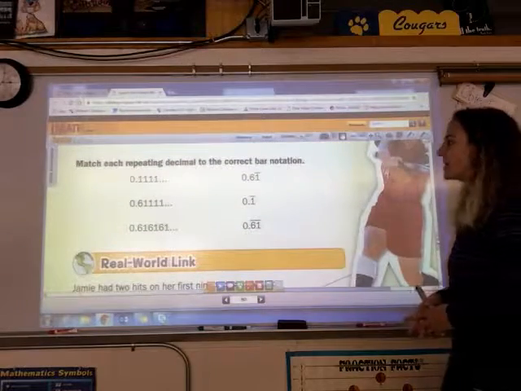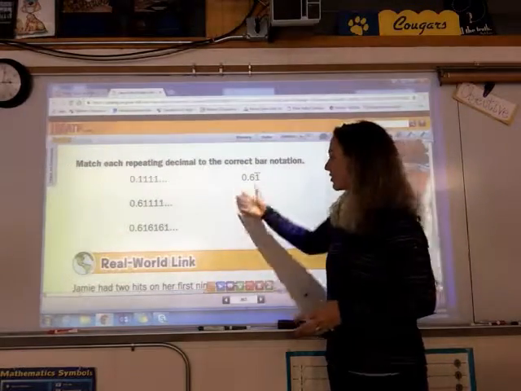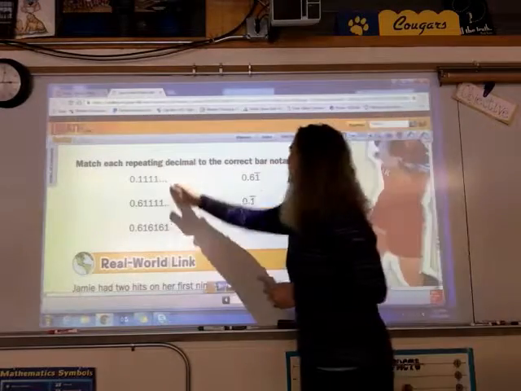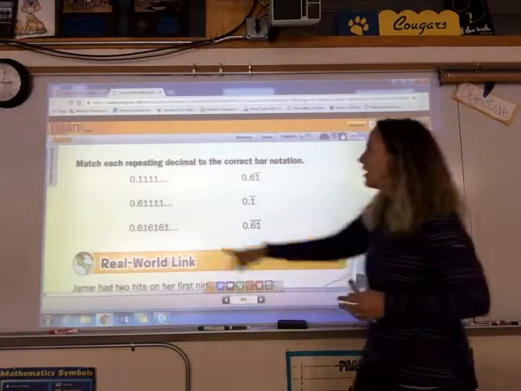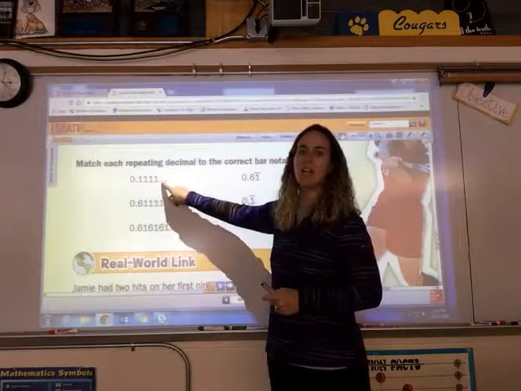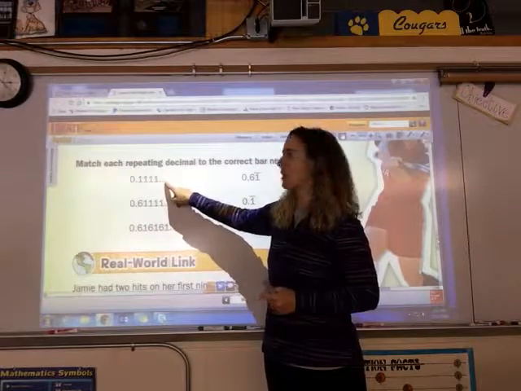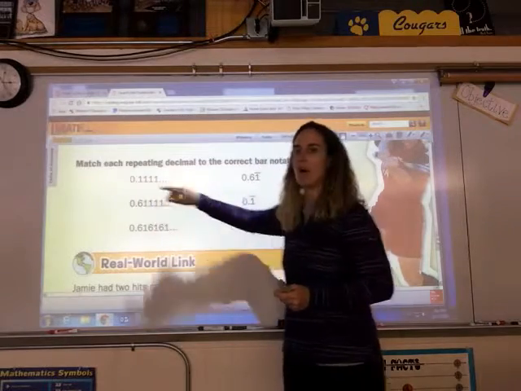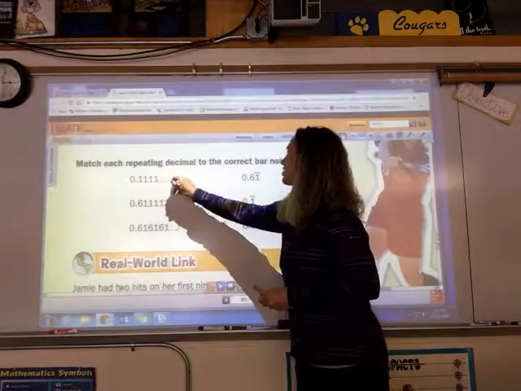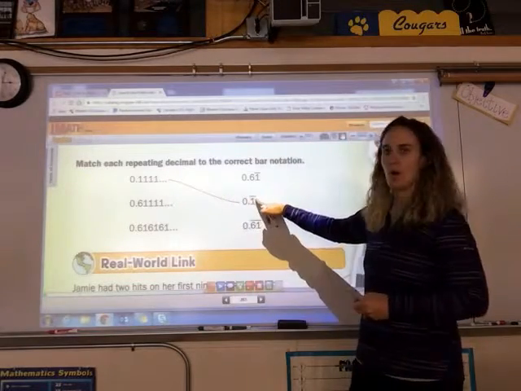Just to practice bar notation here, you can see in the middle of page 263, they're asking you to match your repeated decimal to your correct bar notation. So if I take a look at this one, I've got 0.1111... Ellipses indicating that digit is going to repeat. What digit's repeating? A 1. So we're going to use bar notation and write it as 0.1 with a bar over the 1.